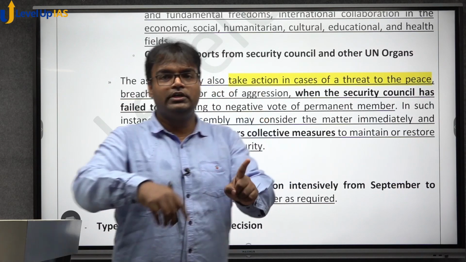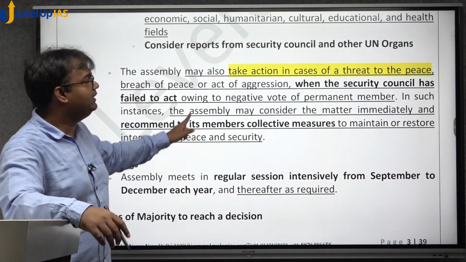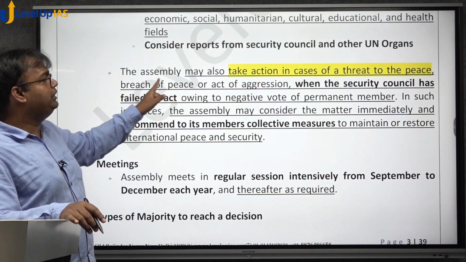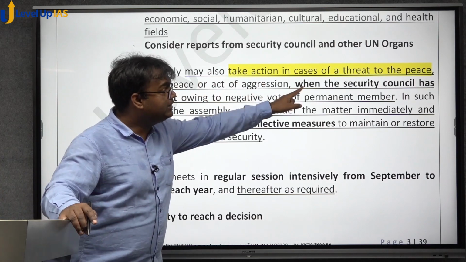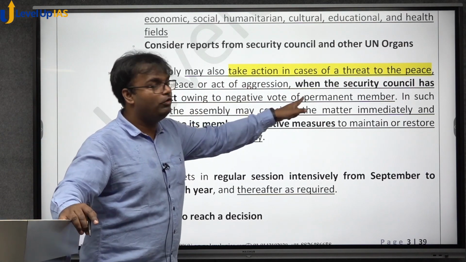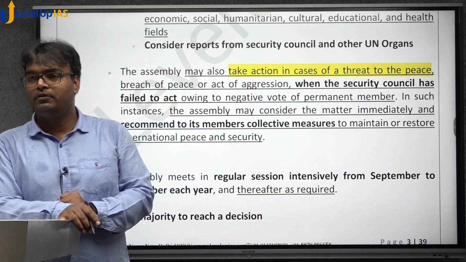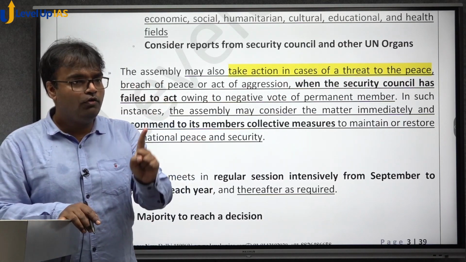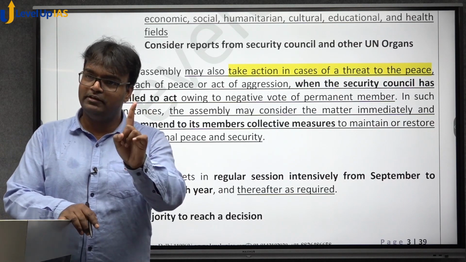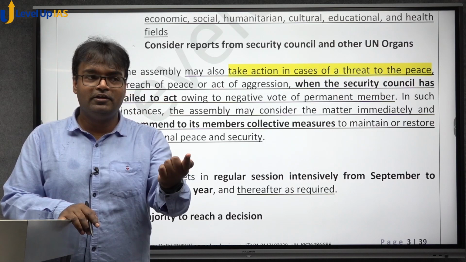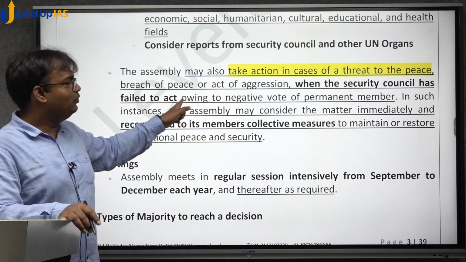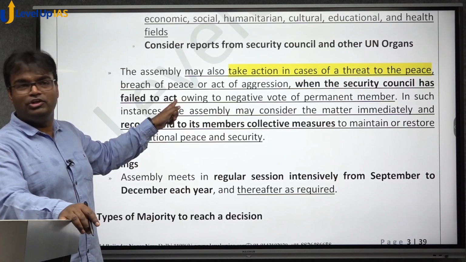In that situation, the General Assembly also has a right. It can take actions in cases of threat to peace, breach of peace, or act of aggression when the Security Council has failed to act owing to the negative vote of a permanent member. So the primary responsibility of maintaining international peace is with UNSC. But when UNSC has failed because of a veto by a member, then the role goes to UNGA.